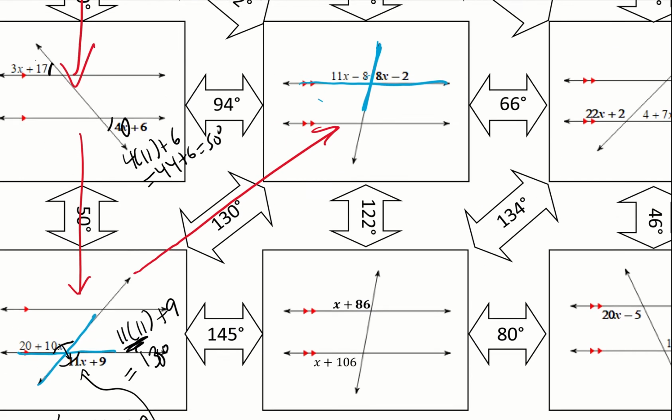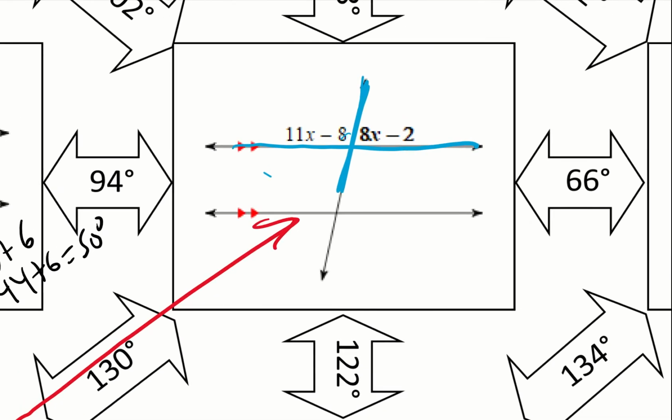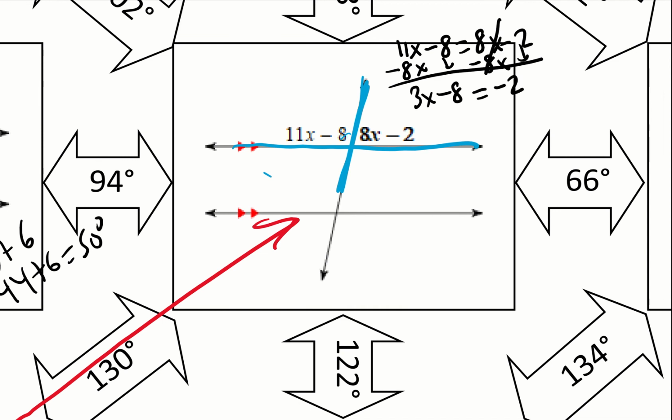So we know it has to add to 180 because we got a half circle thing going on here. All right, so we'll do it over here. 11x minus 8 equals 8x minus 2. Go ahead and move the x's to the left-hand side this time, just because I don't want any negative numbers to deal with. So then now we'll get a positive 3x, bring down the minus 8, bring down the minus 2. Don't forget that's a negative 2. Add the 8 over.